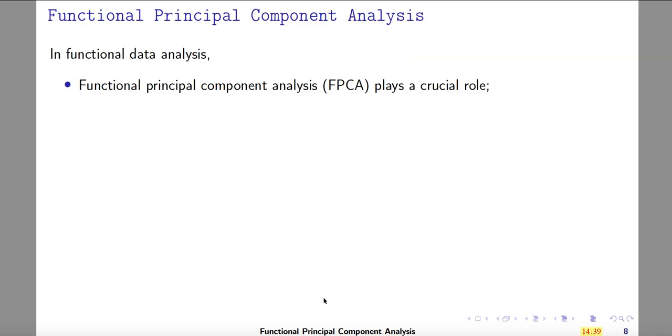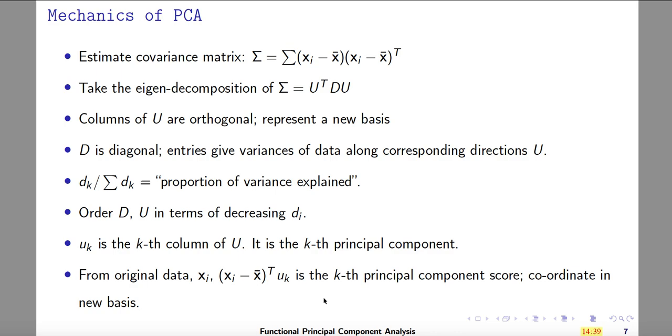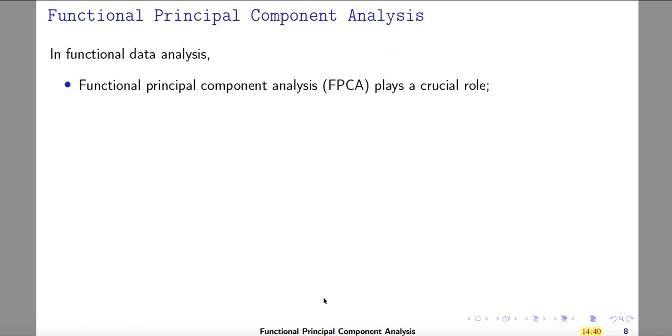Okay, so this is some introduction to principal component analysis, and you will find that we will have a functional version of PCA, and it is actually very close to this principal component analysis.